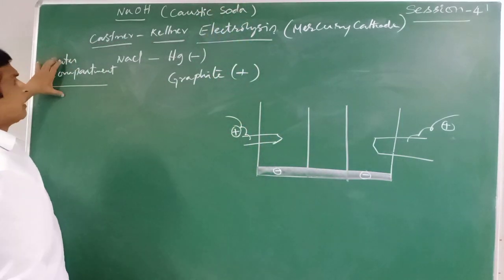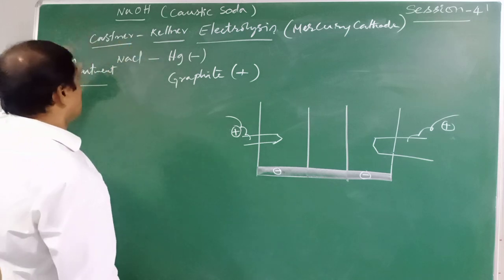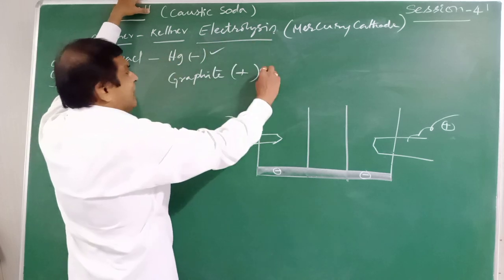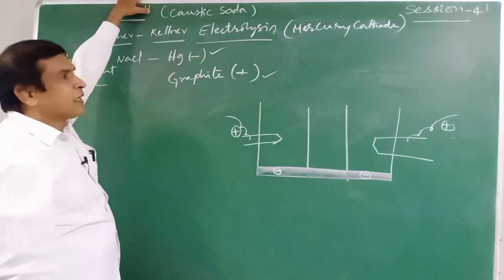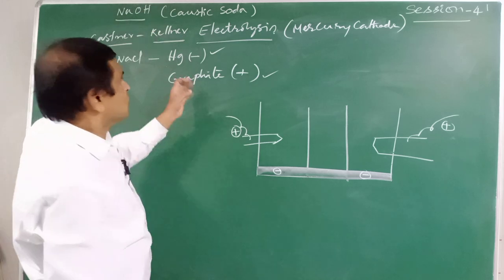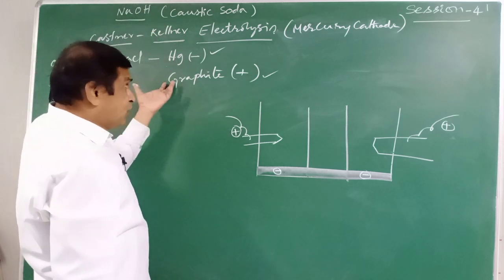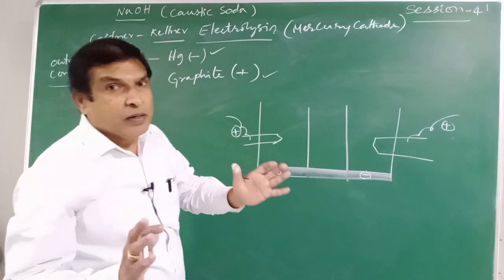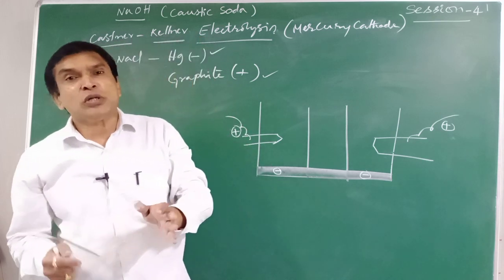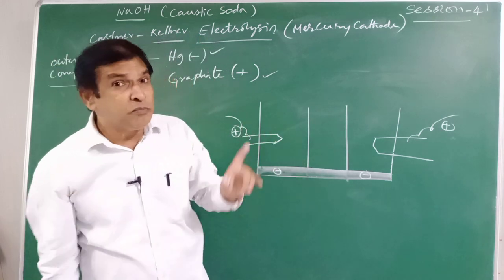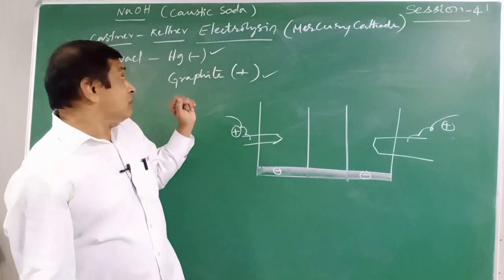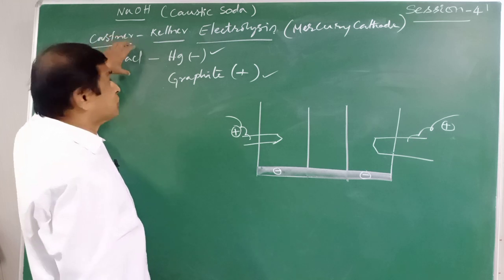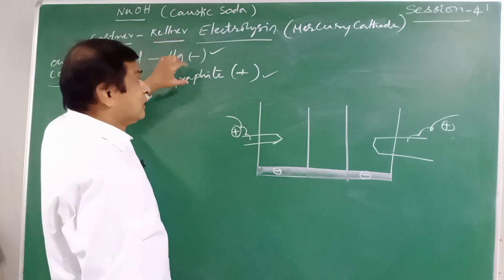Okay, so in the outer compartments, brine solution is electrolyzed in presence of mercury cathode and graphite anode. Sodium ions are reduced and combine with the mercury cathode and form sodium amalgam. Okay, in the outer compartments, what reactions are taking place? Brine solution is electrolyzed in presence of mercury cathode and graphite anode.